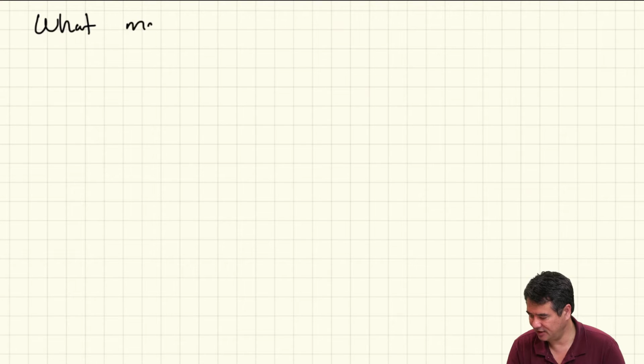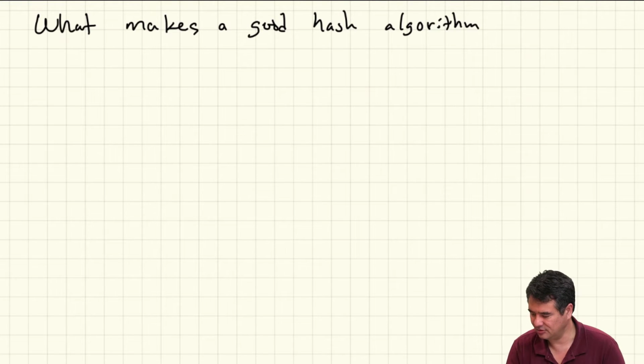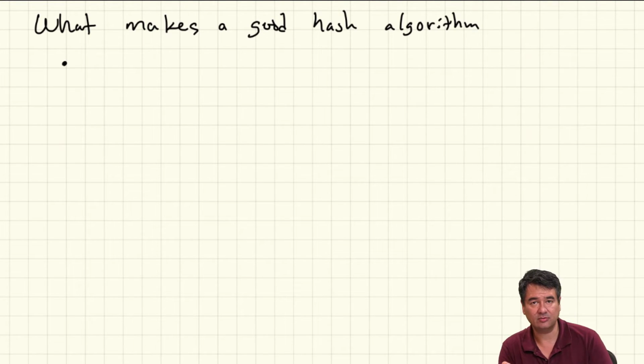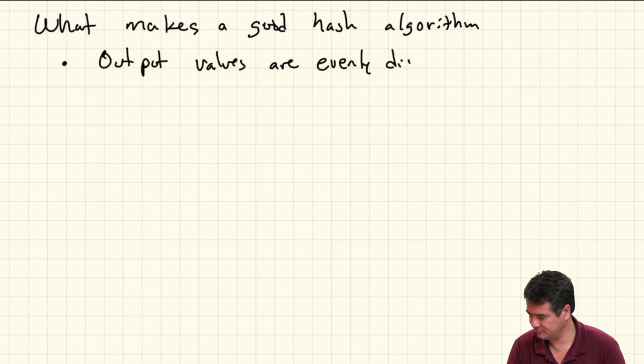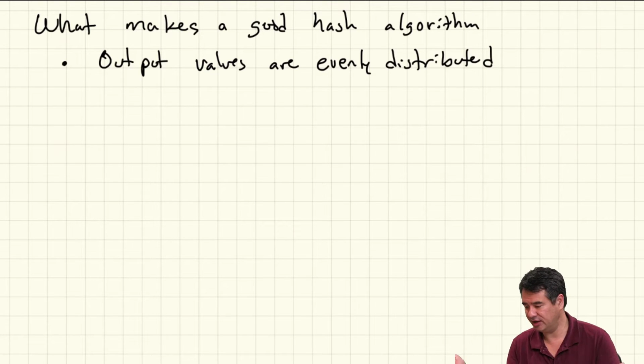And so let me talk briefly here about what makes a good hashing algorithm. One of the things we really want is that the output values are evenly distributed across their range of possible values.